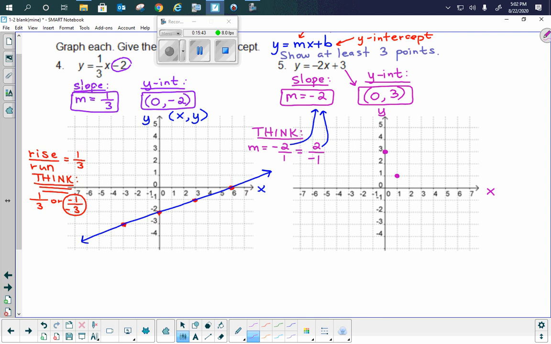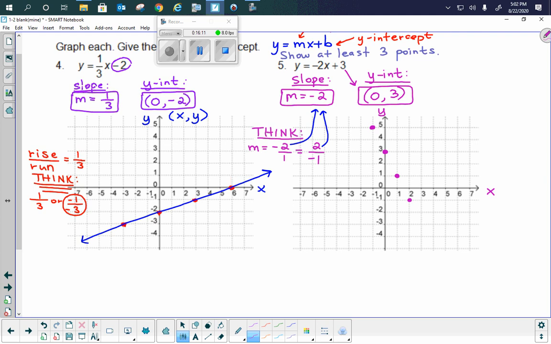Okay, down 2 and right 1. Or I could go, well, let's do it again. Down 2, right 1 again, which would put you there. Or back up from our y-intercept, I could go up 2 and left 1. And the reason I'm taking the time to show you those, guys, is I want you to be able to find points that are actually on the graph I'm providing you. I don't want you to run off the graph. So you've got to be able to think about that slope both ways.